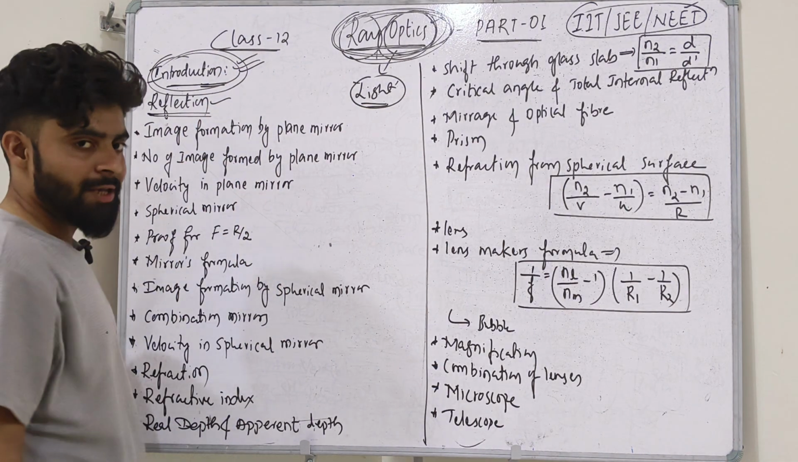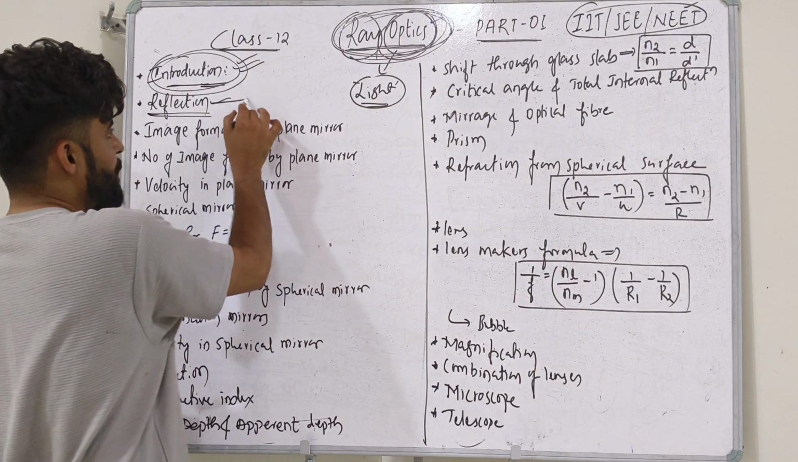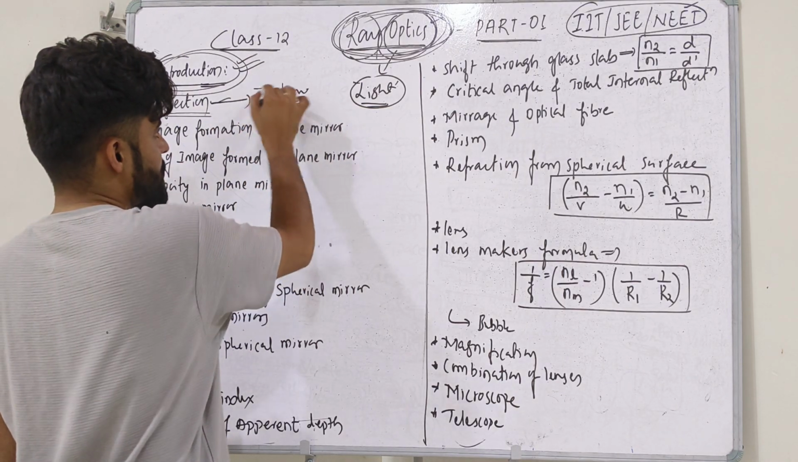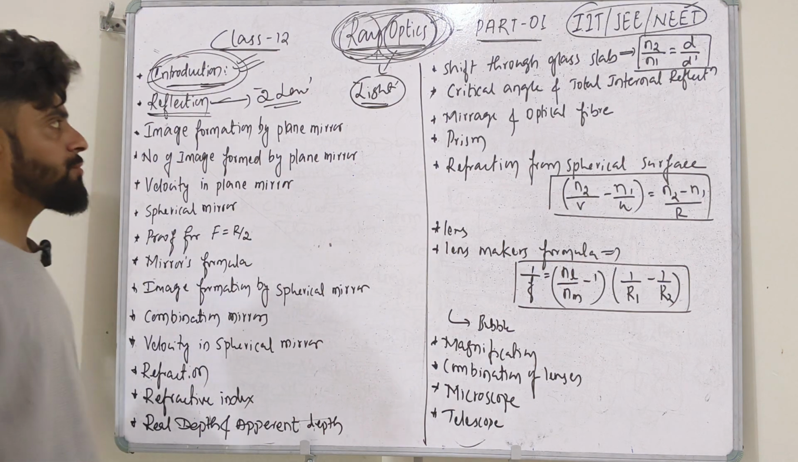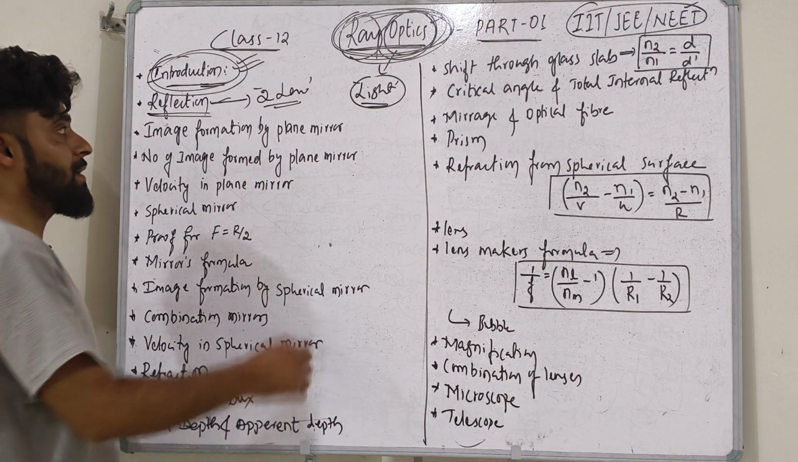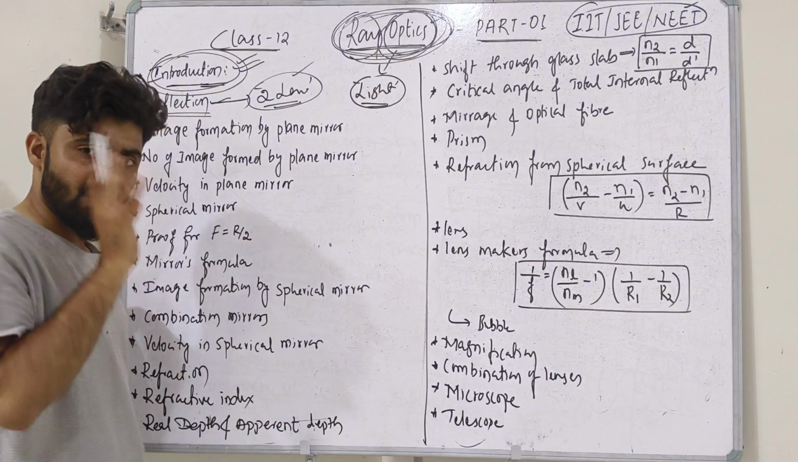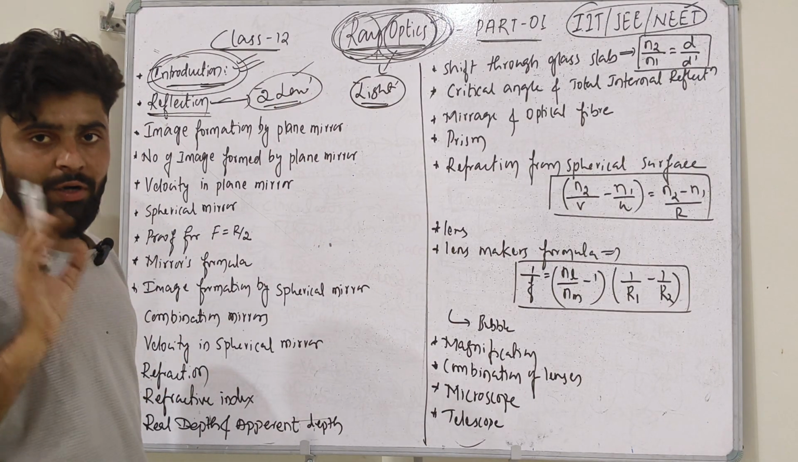Light has the capacity for reflection. This reflection phenomenon depends on two main laws. How many laws? Two main laws, that is the first law of reflection and the second law of reflection. And these two laws you have been learning from your lower classes.